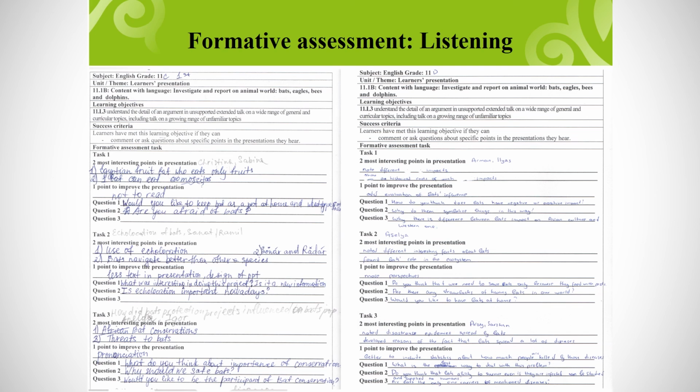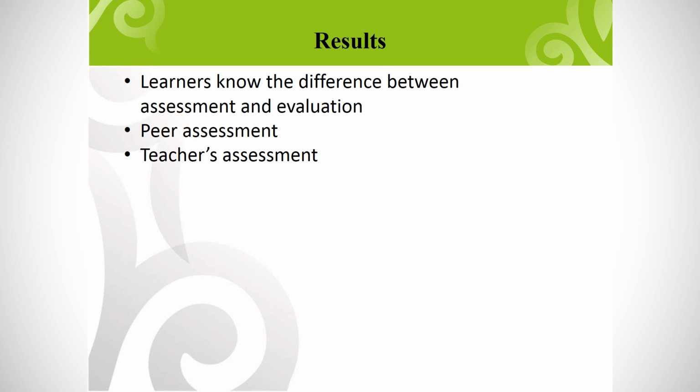Success criteria: learners have met this learning objective if they can comment or ask questions about specific points in the presentations they hear. You see that they are tasked to note two most interesting points in the presentation and one point to improve the presentation. And they have to ask three interesting questions about the presentation. As a result, learners know the difference between assessment and evaluation. They do peer assessment in accordance with the teacher's assessment.